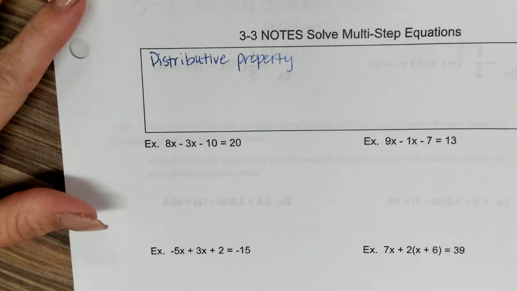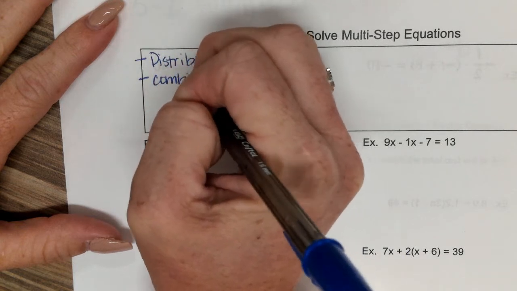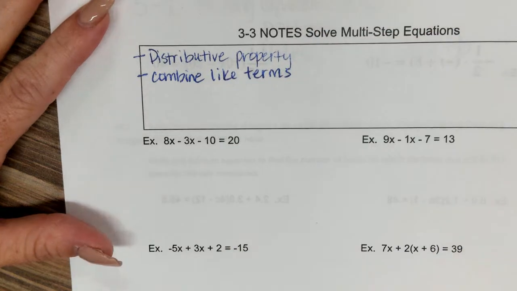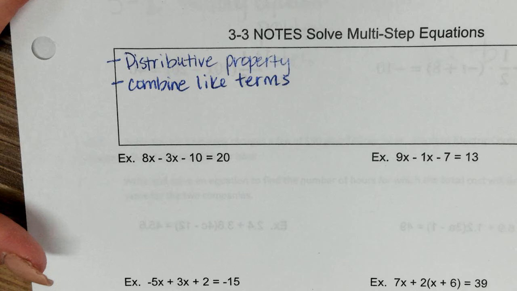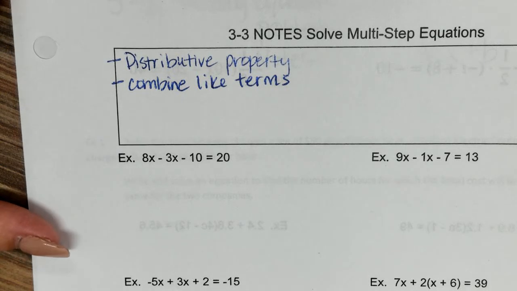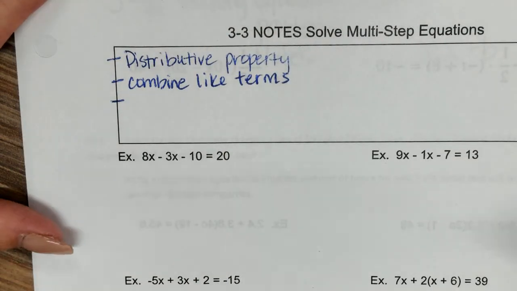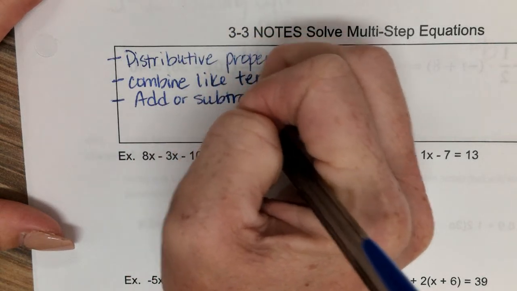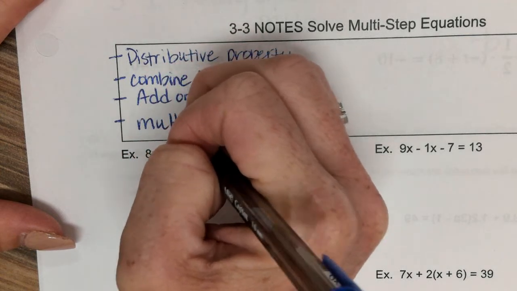The next thing you're going to ask yourself, do I need to combine like terms? The next thing you're going to say is, to get rid of the next term, you're going to add or subtract if you need to. And then the last thing is multiply or divide if you need to.